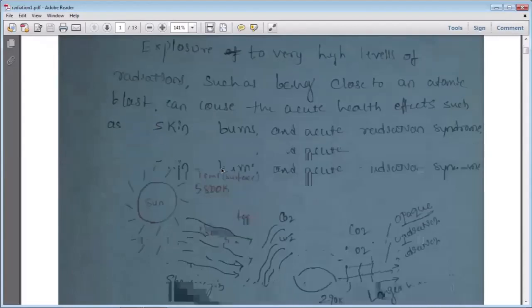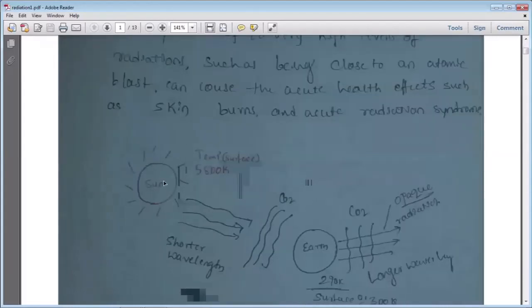Here is the sun and here is the earth. The earth is surrounded by CO2 gases. The surface temperature of the sun is 5,800 Kelvin, the temperature available on the surface of the sun. The sun radiates energy.